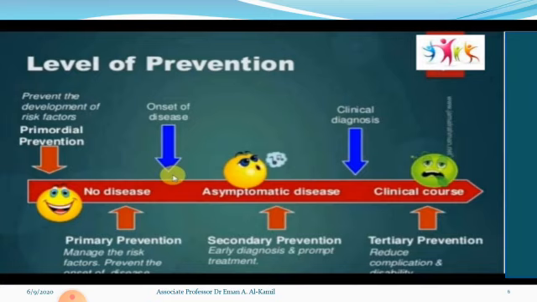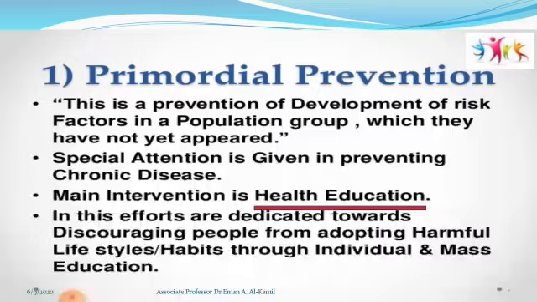Lastly, the tertiary prevention is applied to patients who already have the disease and have signs and symptoms, and it includes mostly the treatment and rehabilitation and decreasing the disability.